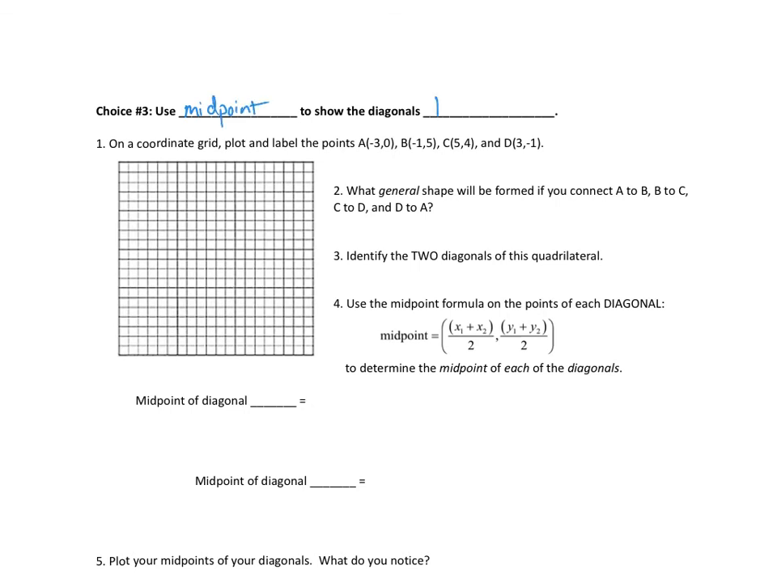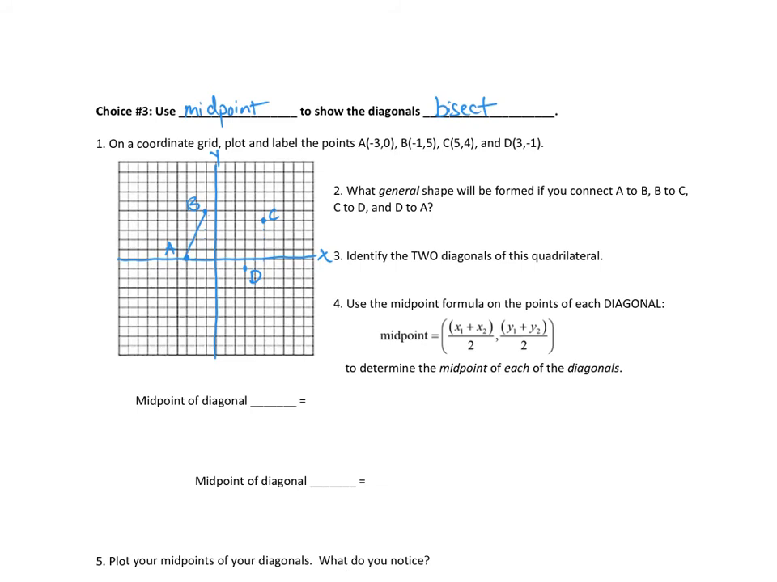Last choice here, we can use the midpoint formula to show that the diagonals bisect each other. So let's first graph this. I got some negatives, I got some positives, so let me try to put my XY lines here. This is going to be my X origin, this is going to be my Y. A is negative 3, 0, so this is A. B is negative 1, 5, 1, 2, 3, 4, 5, so this is B. C is 5, 4, 1, 2, 3, 4, 5, 1, 2, 3, 4. C. D is 3, negative 1, so this is D.